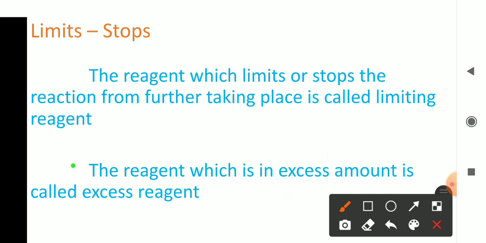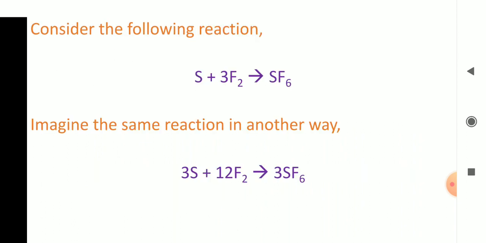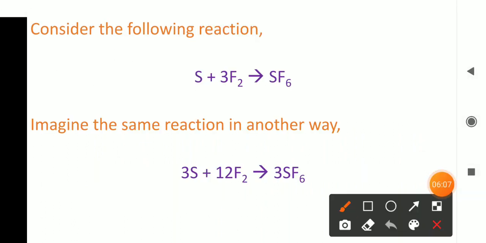Okay, now in order to explain this concept in a little more detailed way, I have taken another example, preparation of sulfur hexafluoride. The formula of sulfur hexafluoride is SF6. So consider this reaction. When 1 mole of sulfur is allowed to react with 3 moles of fluorine, 3F2, the product is 1 mole of sulfur hexafluoride, SF6. Is it clear, students? It is a stoichiometric equation.